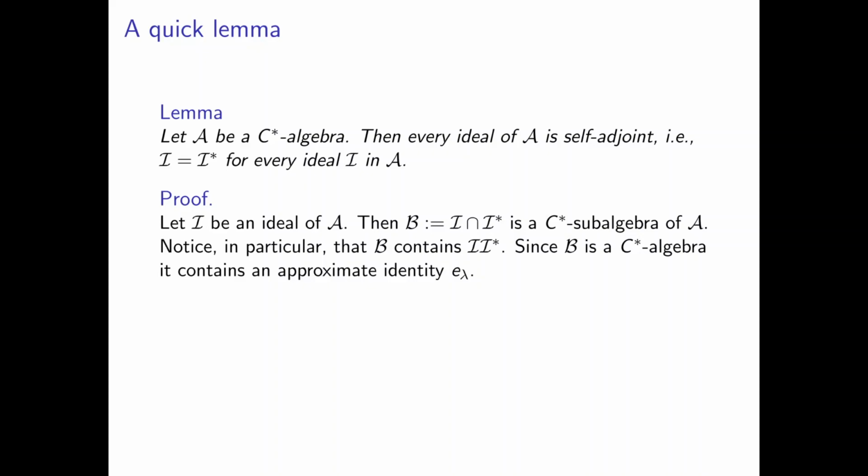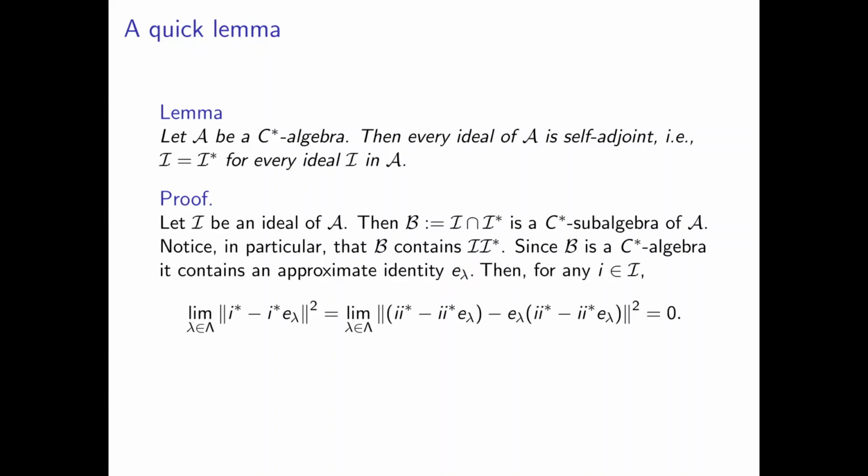And in particular, we note that B contains this particular set, that is every element of the ideal multiplied by the conjugate of another element in the ideal. And since B is actually a C-star algebra, it does also contain an approximate identity, which we denote by this E sub lambda, as usual. And now we can use all this that we have established to do the following calculation for any element I inside of the ideal. So the limit of I star minus I star times this approximate identity squared.